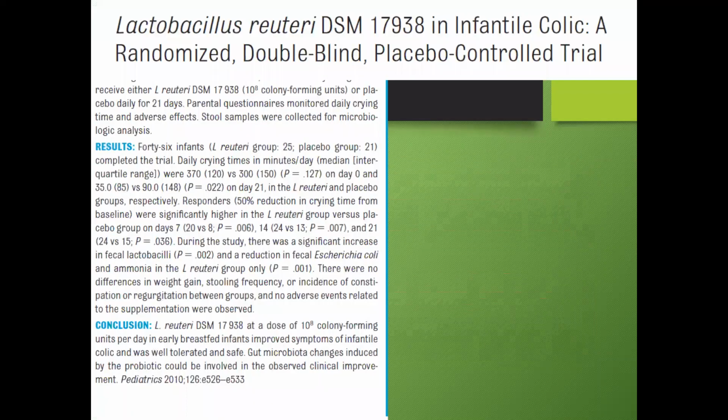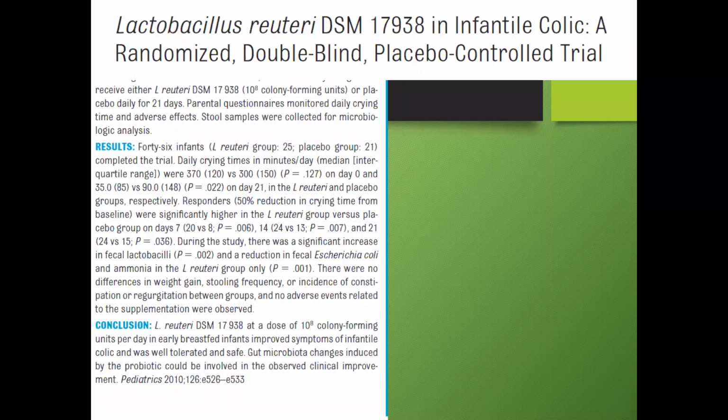So look at this article. It's a big article, and again, this article gives you many examples. First of all, this article is actually a pediatric article: Lactobacillus reuteri DSM 17938 in infantile colic, a randomized double-blind placebo-controlled trial. First of all, the title. Look at the title. They have clearly mentioned the study design right in the title, so that if someone is looking for a randomized controlled trial on infantile colic, they are directly going to get to this article, download it, and then read it.